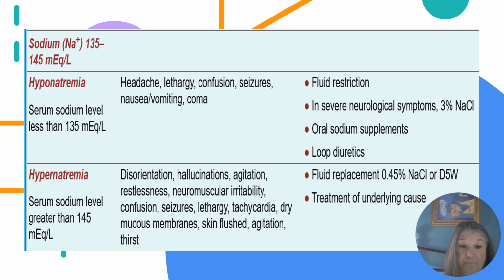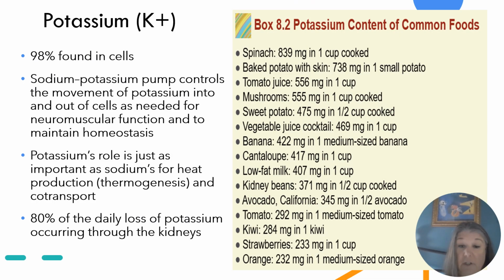All right, now we're going to talk about potassium. This is slide 13, box 8.2 in your book. There's a list of potassium content of common foods. These you want to be a little familiar with, like at least the first five, right?